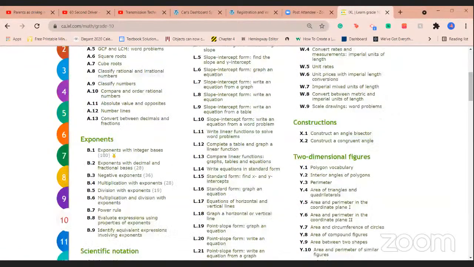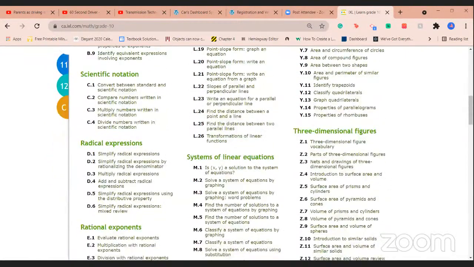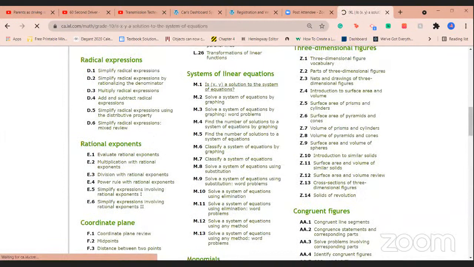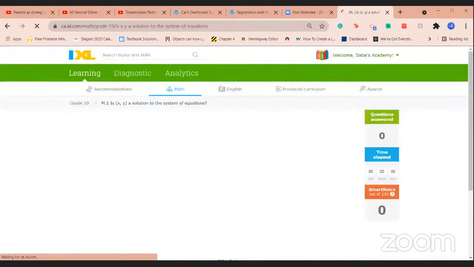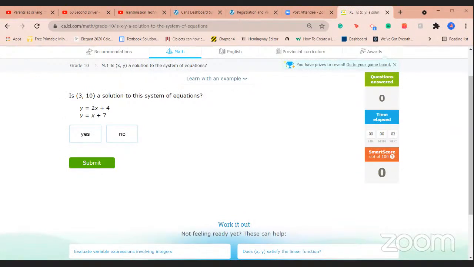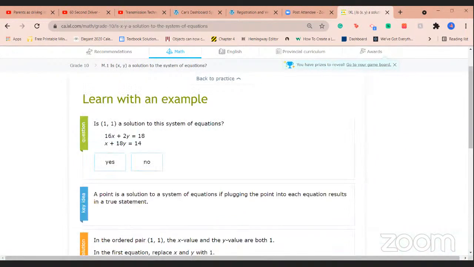So today let's do a grade 10 topic. Let's do systems of linear equations. This is a really important topic, and if you understand this, then the rest of high school will be so easy for you. Let's learn with an example.